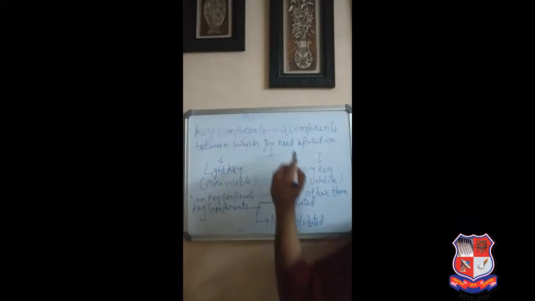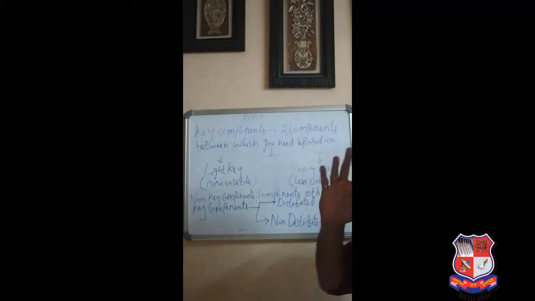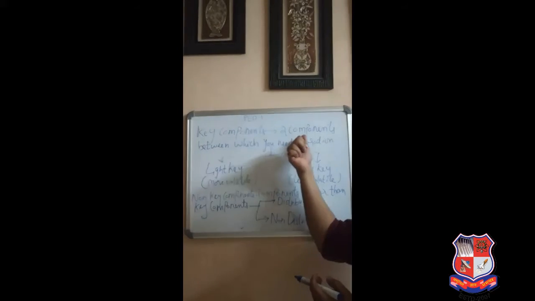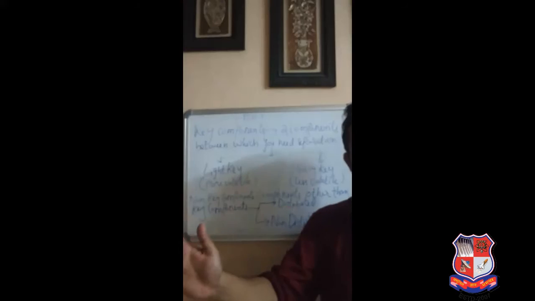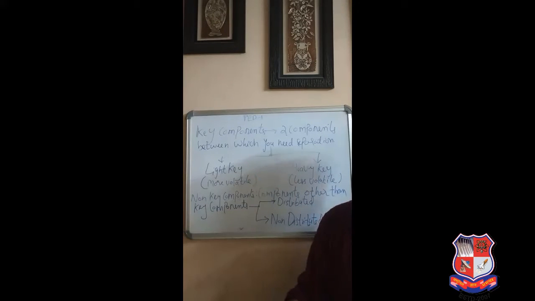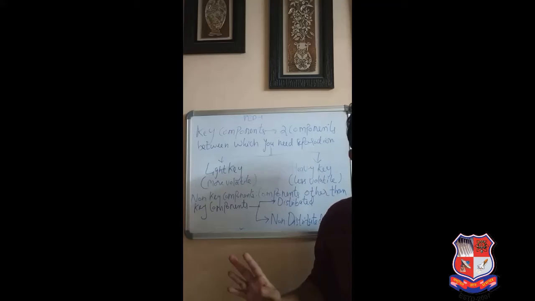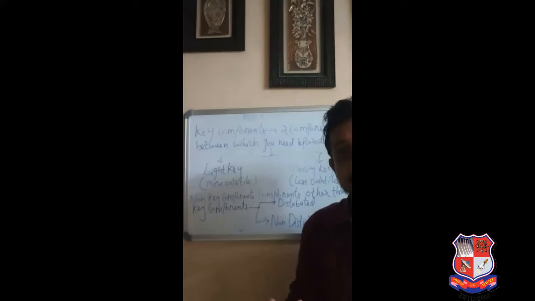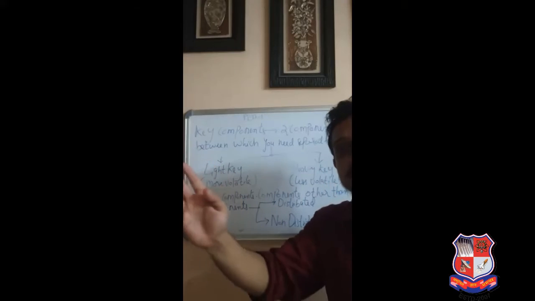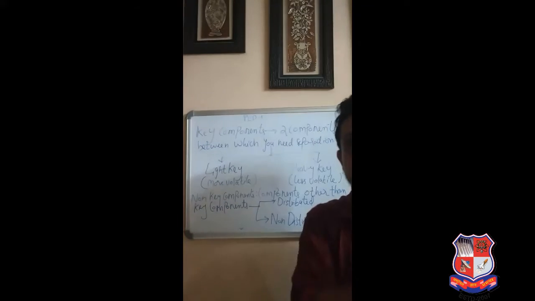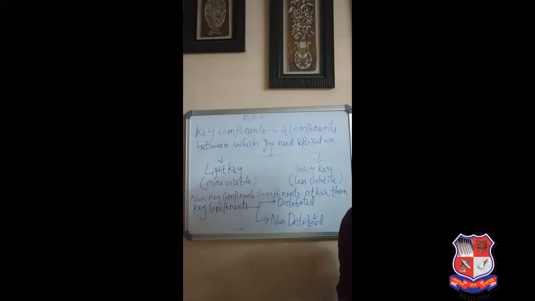So what is a key component? A key component, in simple terminology, in layman language, is the two components between which you need separation. Very simple. There are two components in which you need separation, out of many components. So if it is A, B, C, D, E, F, G and you decide your main components are A and B, then A and B are your key components.